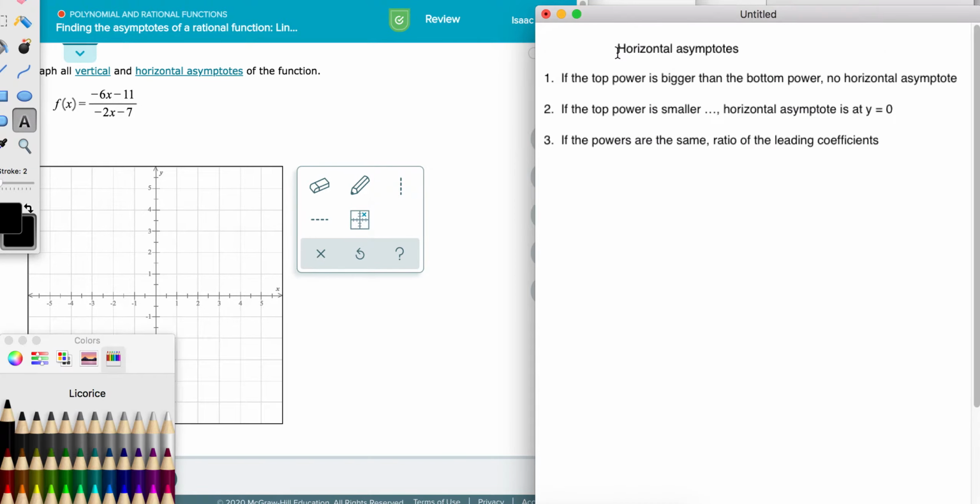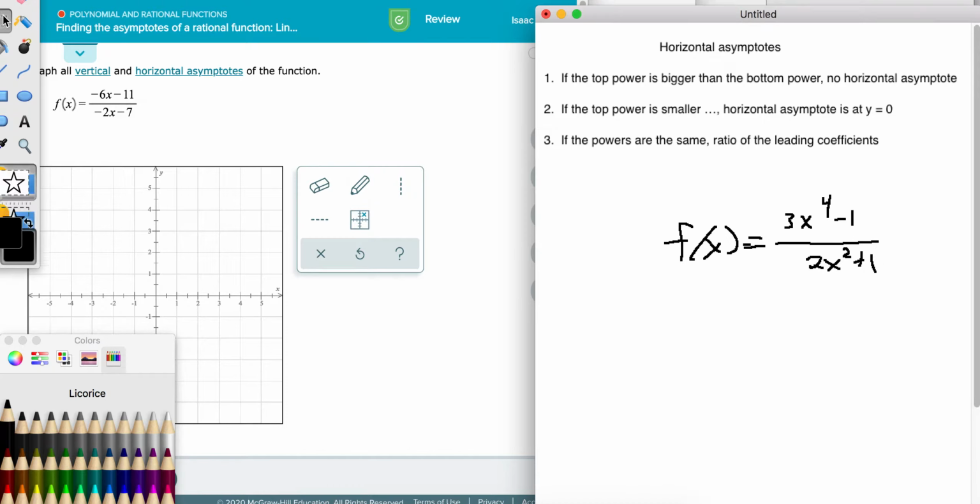Look at the powers of your variable, so x usually. If the power is bigger in the top than in the bottom, there's no horizontal asymptote. An example of that would be if f of x equals 3x to the fourth minus 1 over 2x squared plus 1. There's no horizontal asymptote in that function because the power in the top is bigger than the power in the bottom.